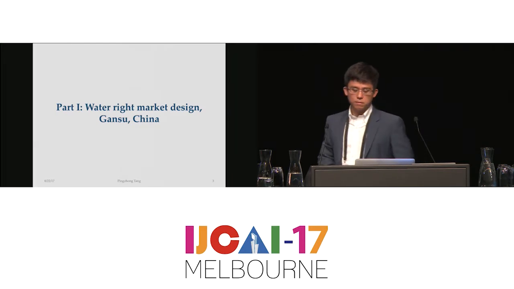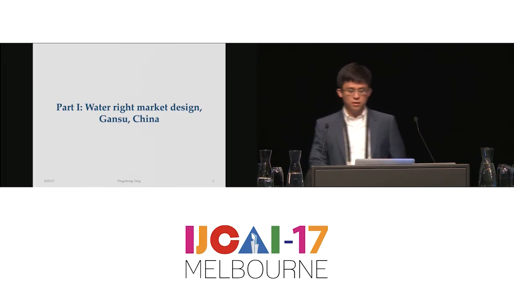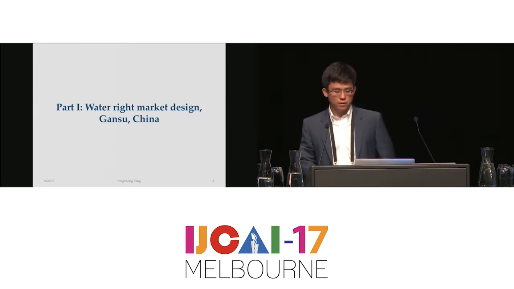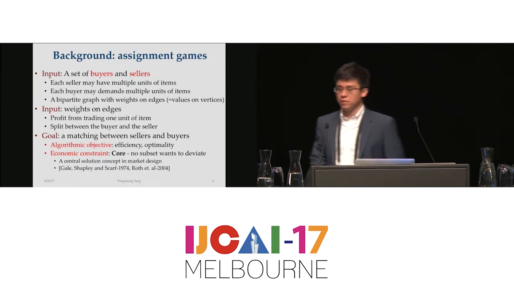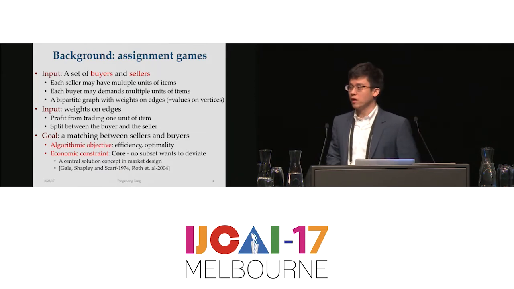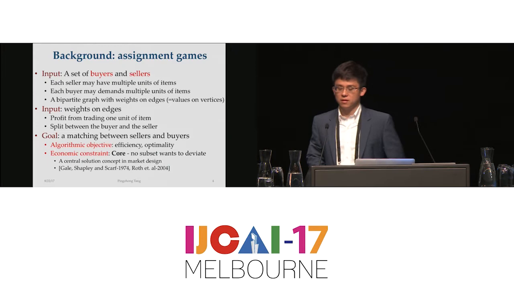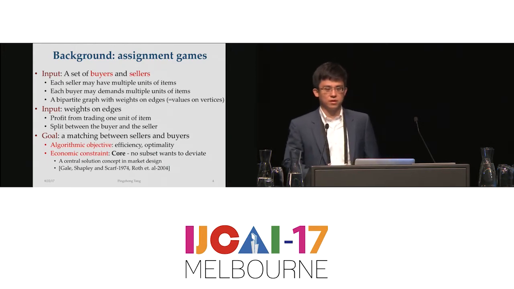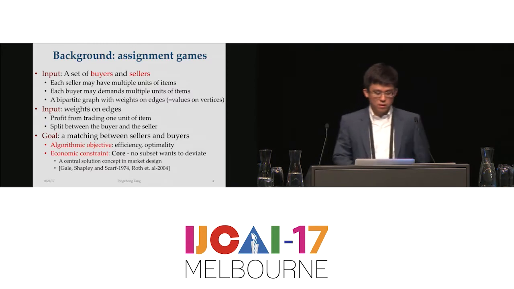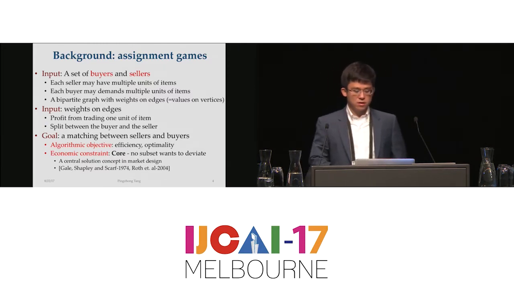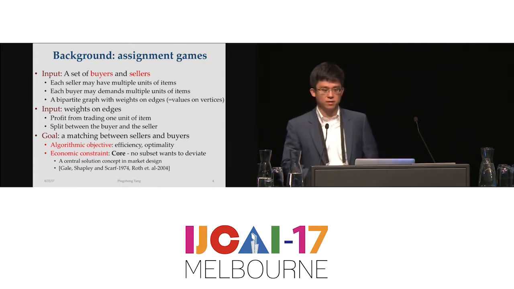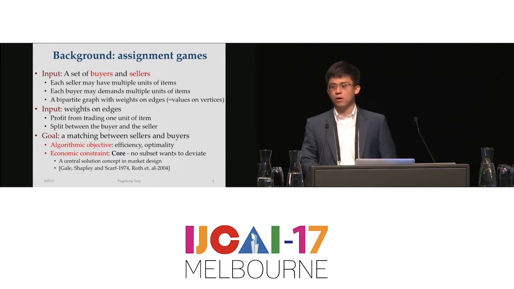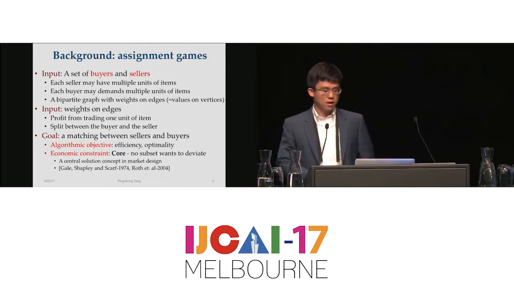So we are given a set of buyers and sellers. Each seller may have multiple items for sale, and each buyer may demand multiple items. And we are given a bipartite graph with weights on edges. You can understand it as a model with values on vertices as well. The weight on each edge denotes the profit from trading one unit of item between the buyer and the seller at the endpoints. And the profit is going to be split between the buyer and the seller.